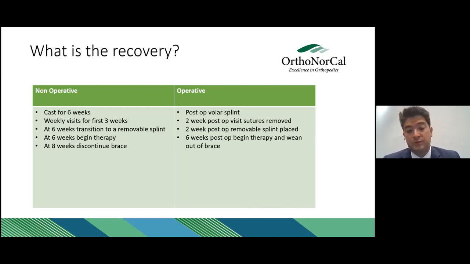For my operative patients, we put them in a post-op volar splint, which is more of a small splint that just goes a little bit down the wrist, keeps the wrist in a safe position. The soft splint that's lighter, so patients usually like it a little bit more. At the 2-week post-op, we take out sutures, we take you out of the splint, and we give you a nice, comfortable removable splint that you can take off for hygiene, showers, washing your hands. And at 6 weeks, we begin to do therapy, and we can start weaning out of the brace shortly after.